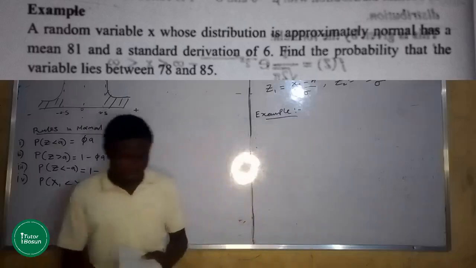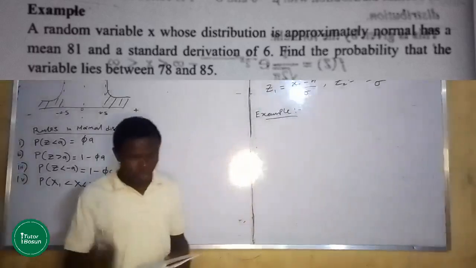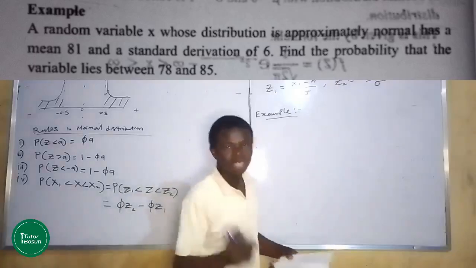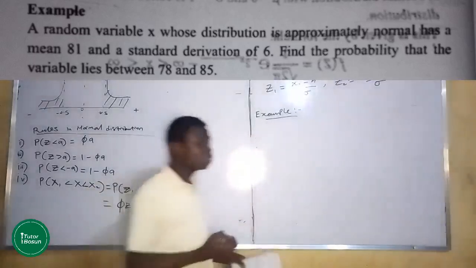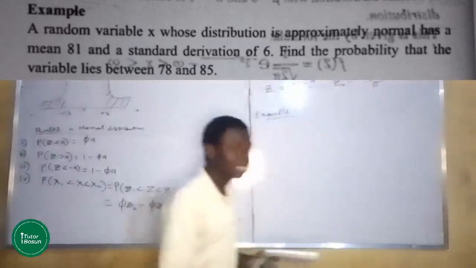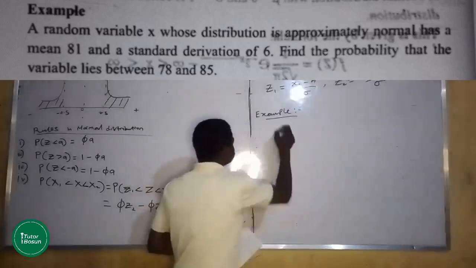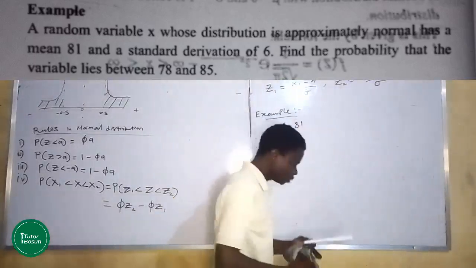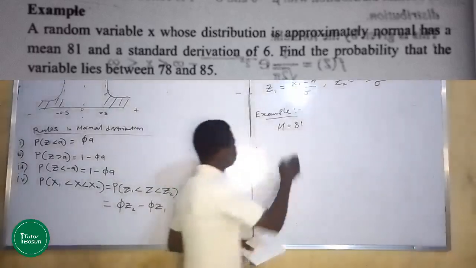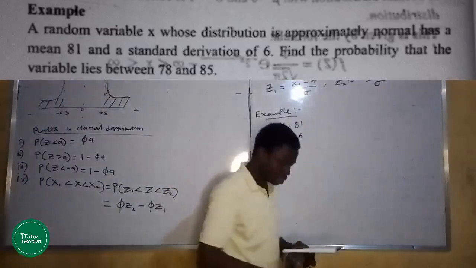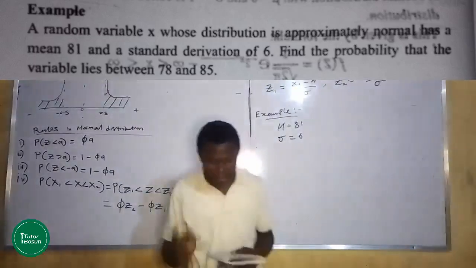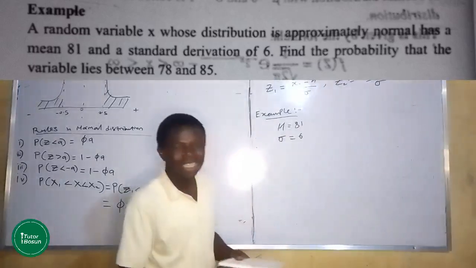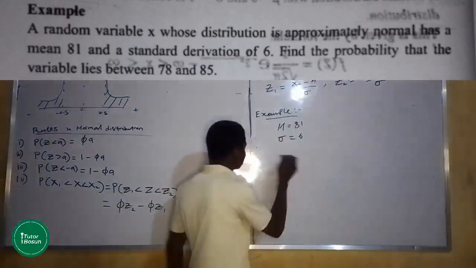So this question says a random variable x whose distribution is approximately normal has a mean of 81. I already told us that in any question involving normal distribution you will be given mean and standard deviation. Those are the two parameters that are going to be given. So the mean equals 81 and a standard deviation of 6. First off, find the probability that the variable lies between 78 and 85.